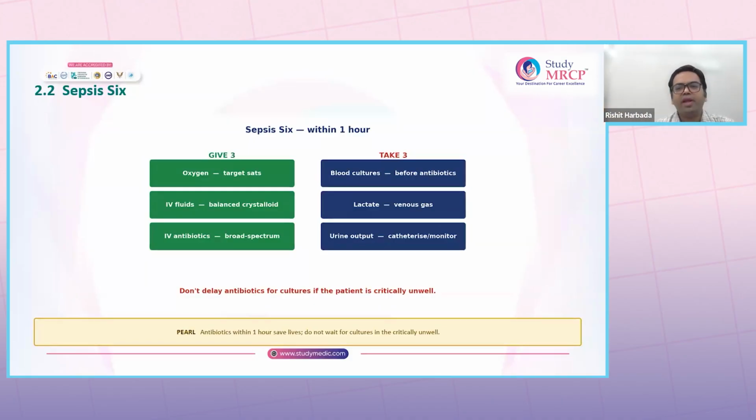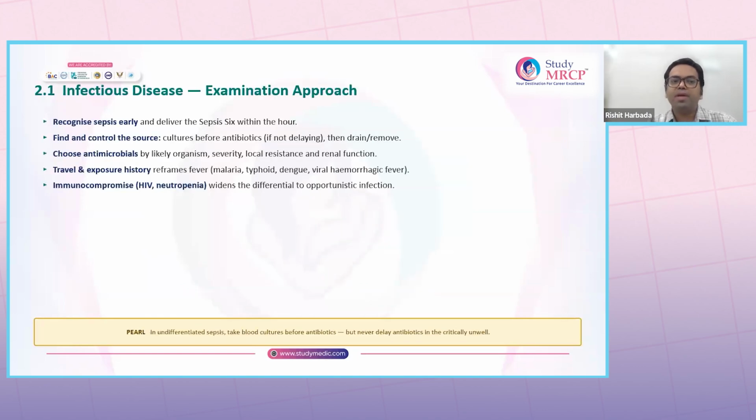Take 3 things. Take blood cultures to see what organism is causing the sepsis. Take lactate; if it's more than 2, it is associated with hypoperfusion. And monitor urine output, so you put in a catheter and monitor it. Do not wait for cultures. If the patient comes with sepsis, give the antibiotic; cultures can be taken later. Antibiotics within 1 hour, the golden period, is very important. First you find and control the source, but you must not delay the antibiotics. Give the antibiotics and then control the source.